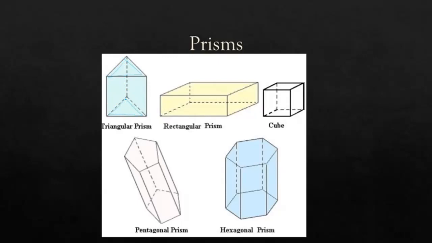So a triangular prism has 2 bases and 3 lateral sides. A pentagonal prism is going to have 2 bases and 5 lateral sides because there are 5 sides to the pentagon. Here's a hexagonal prism, and you could do it with any polygon. You could make a prism.